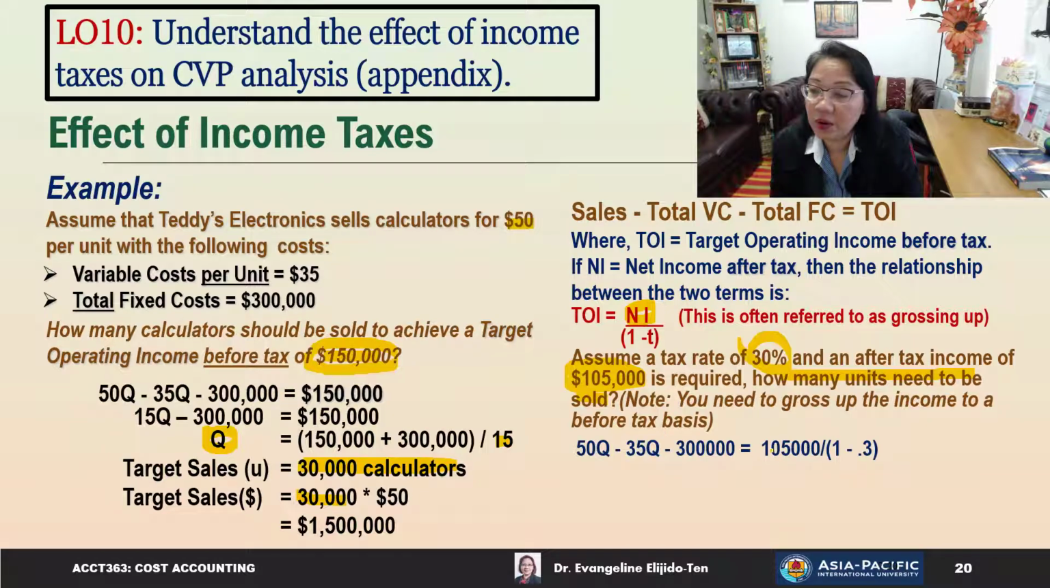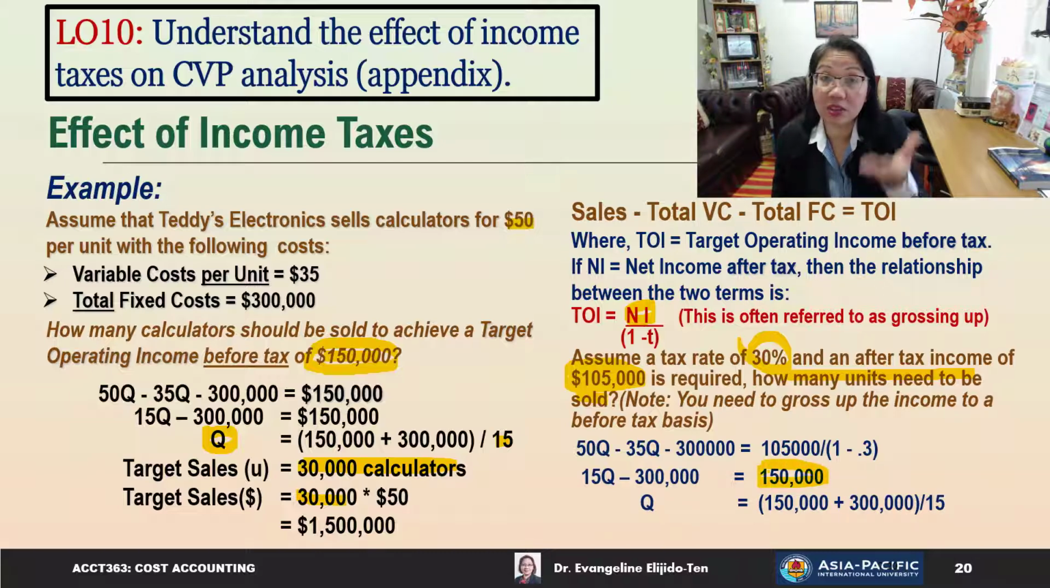All right, so 105,000 divided by 0.7 will give you 150,000. So once you have already grossed up the after-tax profit, you will just be doing exactly the same as what we did before. The UCM is still 15, all right, and the fixed cost is still 300,000. So we will just be dividing 150,000, the before tax profit. We have grossed up the after tax profit to the before tax profit of 150,000 plus the fixed cost of 300,000 will then be divided by the UCM to give us 30,000 units.